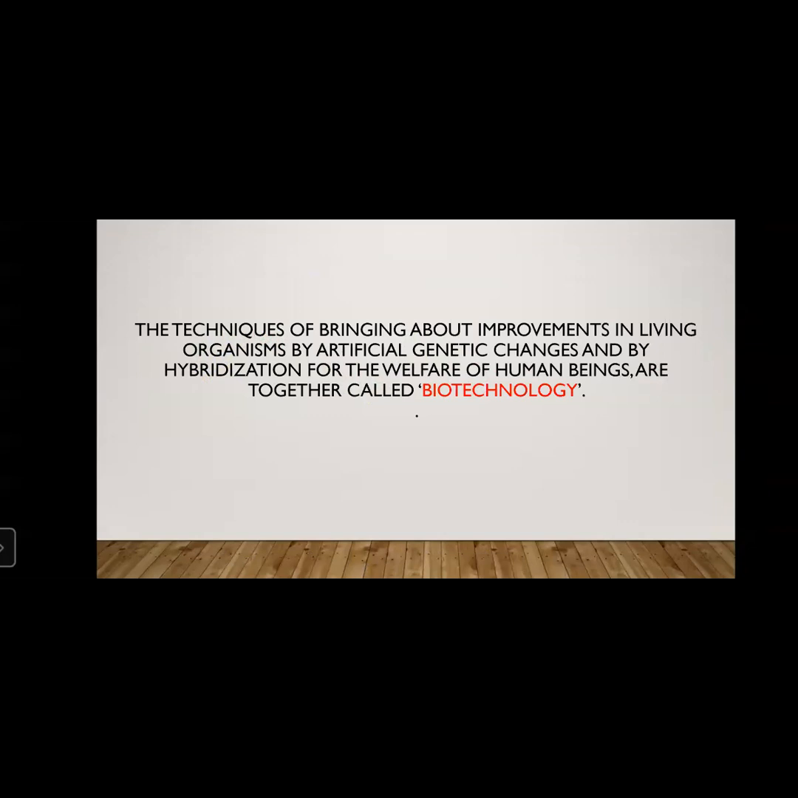The technique of bringing about improvement in living organisms by artificial genetic changes and by hybridization for the welfare of human beings are together called biotechnology. Main stress is given on artificial genetic changes. Okay, now how these changes are done, we are going to learn in the further slides.